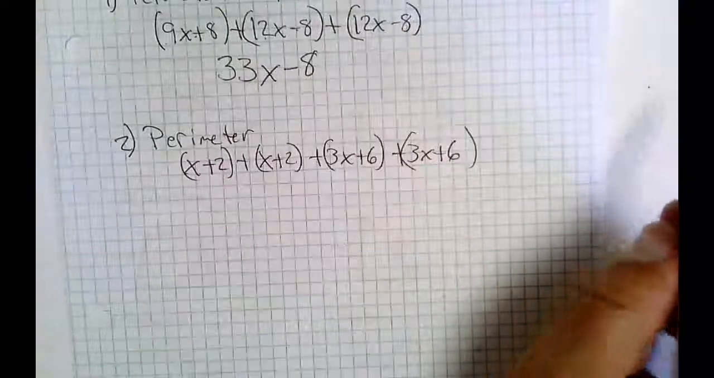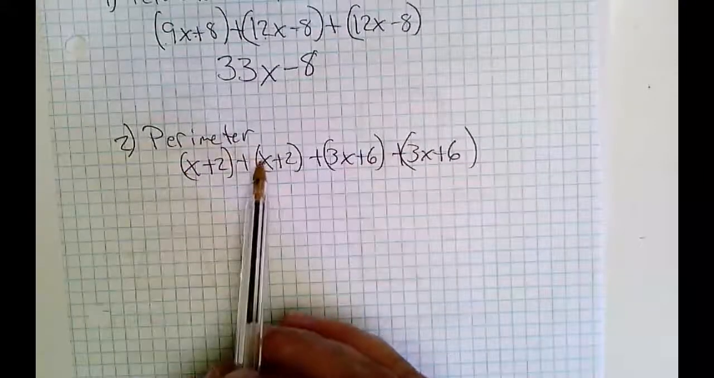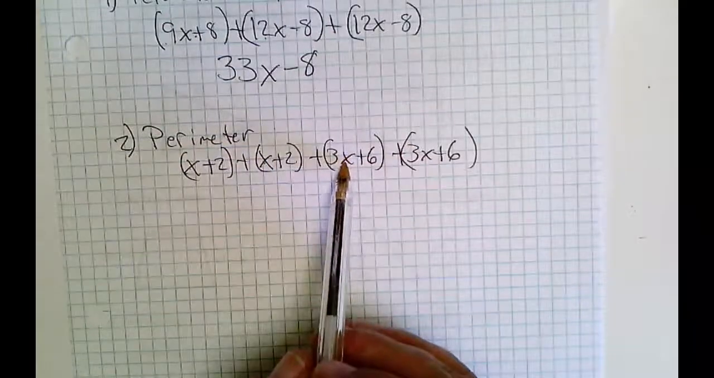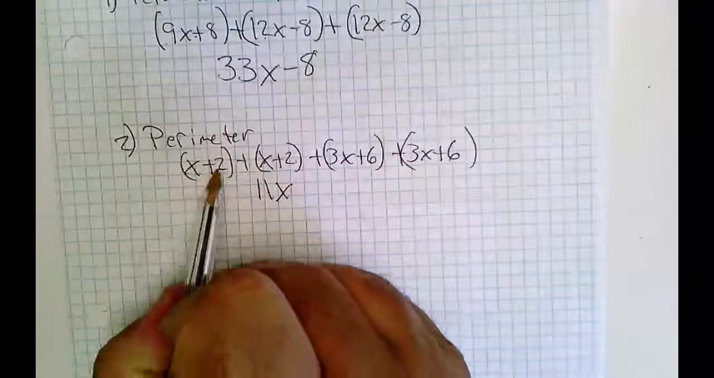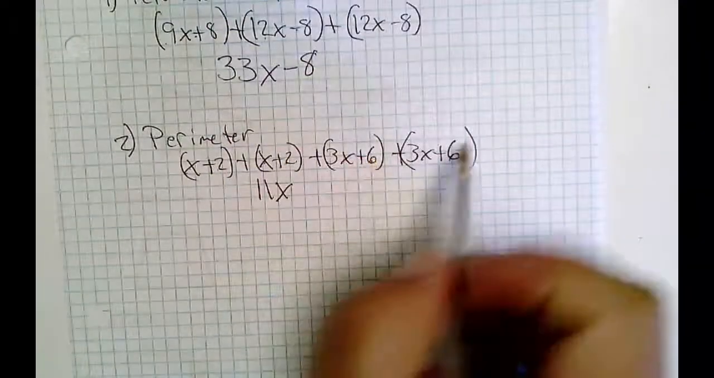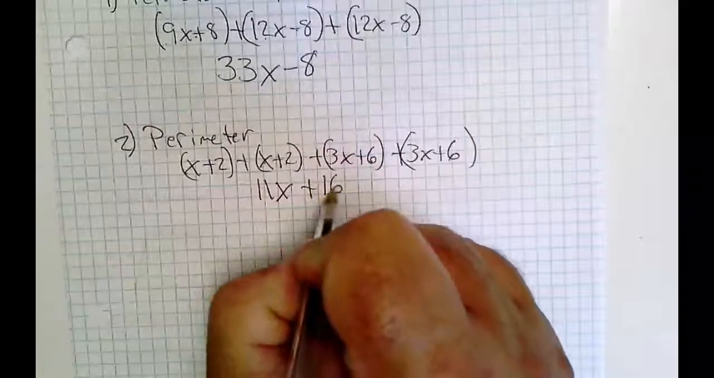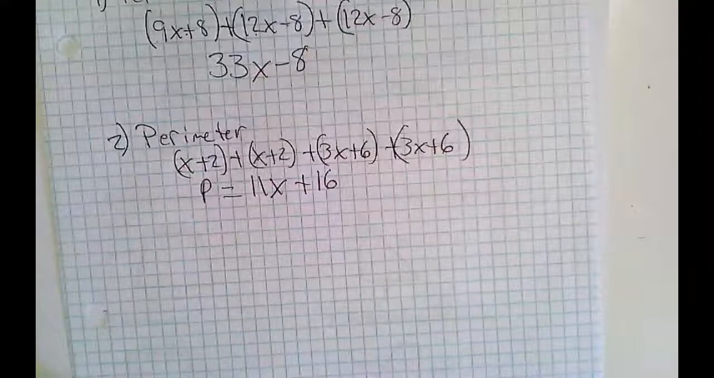Okay? So there's where we're at. So again, now all we're doing is combining like terms. x plus x is 2x. 2x plus 3x is 5x. 5x plus 3x is 8x. 2 plus 2 is 4. 4 plus 6 is 10. 10 plus 6 is 16. So the perimeter is equal to 8x plus 16.